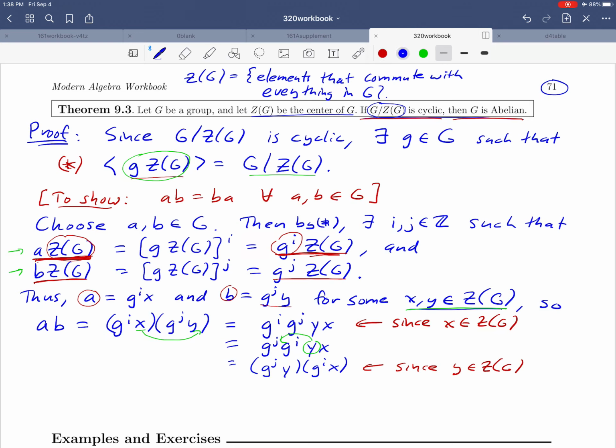But look at what we have now. g to the j y times g to the i x, that's exactly equal to BA. And if you look at where we started and where we stopped, we started with AB and we showed that it's equal to BA. That's the definition of what it means for G to be abelian. Okay, and we're done with the proof.